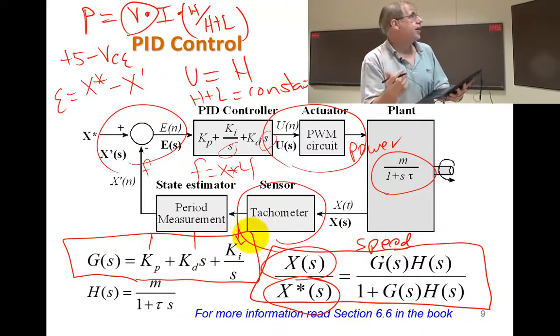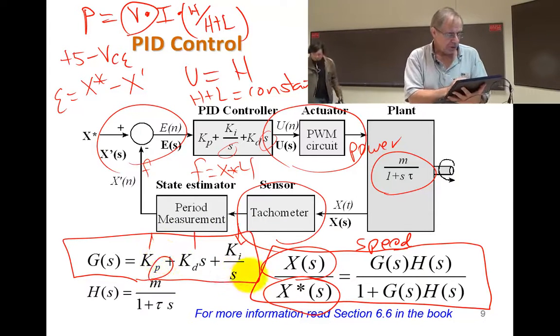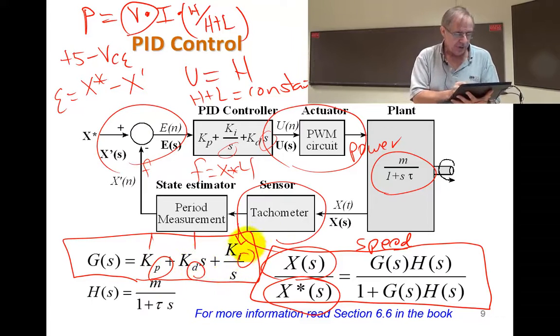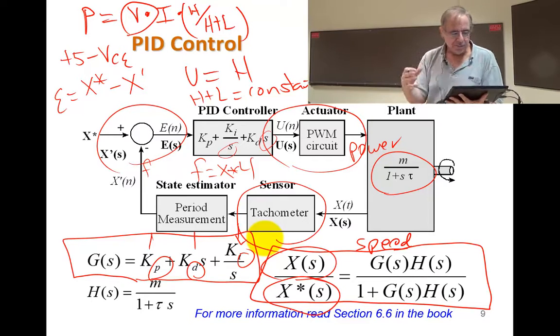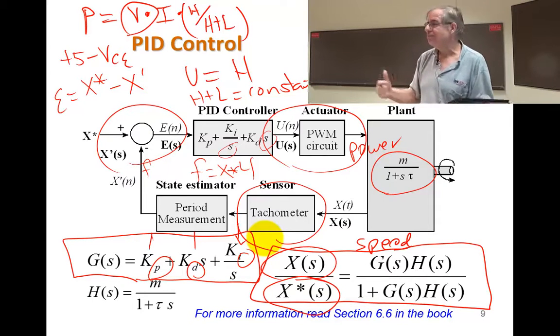Now they have names. This is called the proportional. This is the derivative, and that's the integral, and we'll see them in a moment. The trouble is, other than the tachometer, this thing is highly nonlinear.